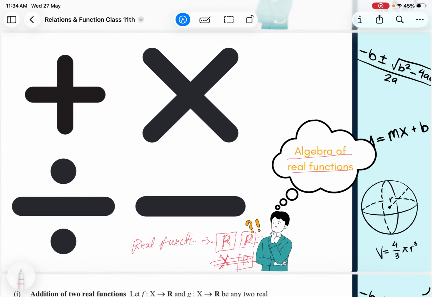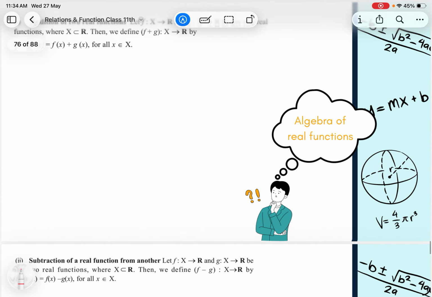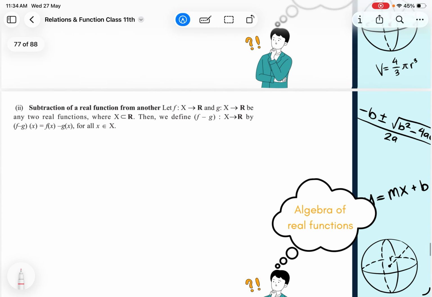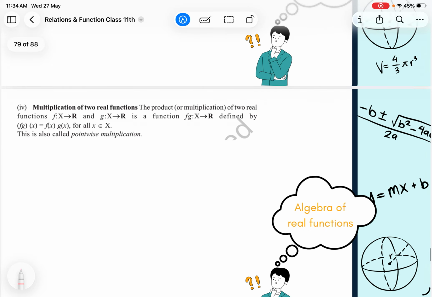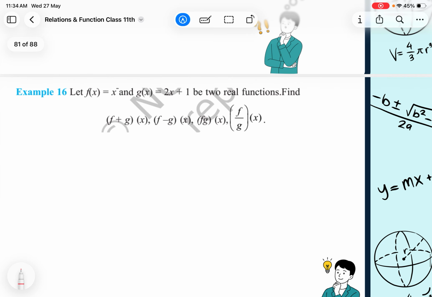Okay, so in the algebra of real functions, we will see addition, subtraction, multiplication and division. So these are the definitions. We will quickly go to the examples and see how to do this practically, right? So here you see example 16.